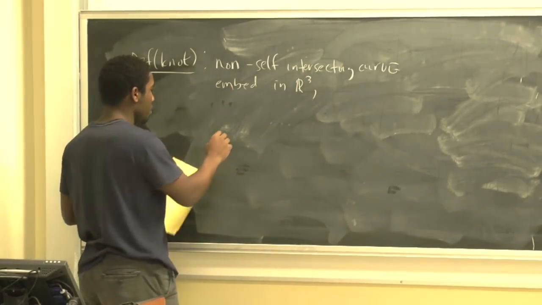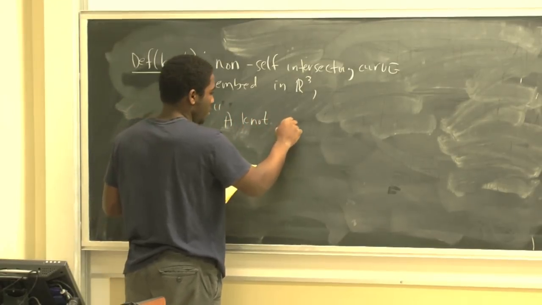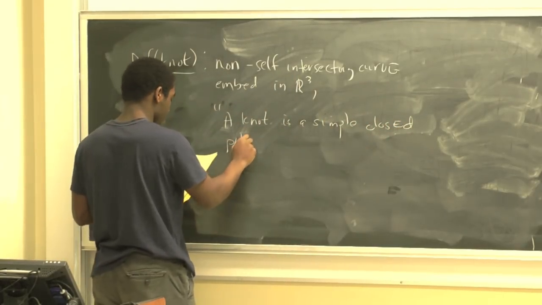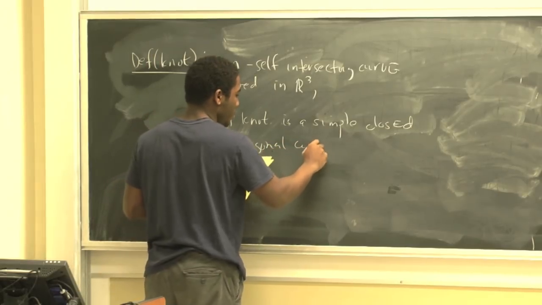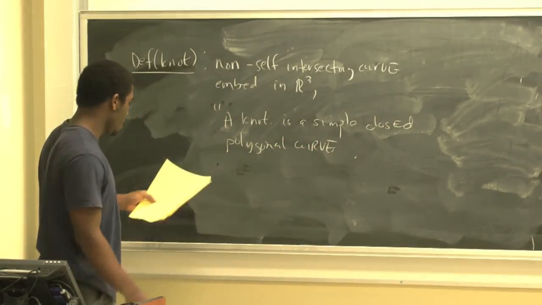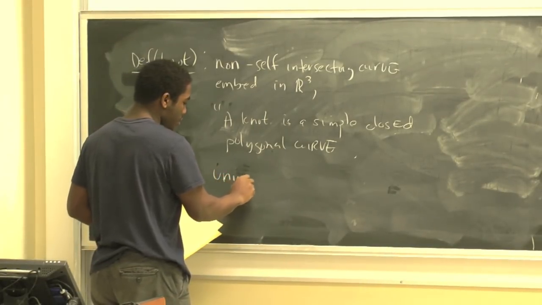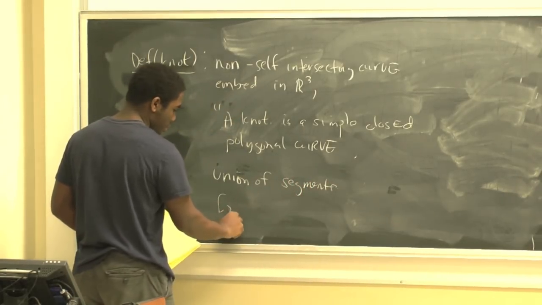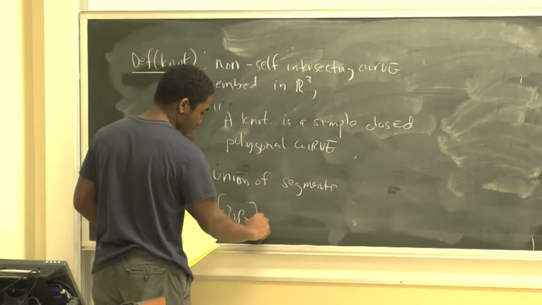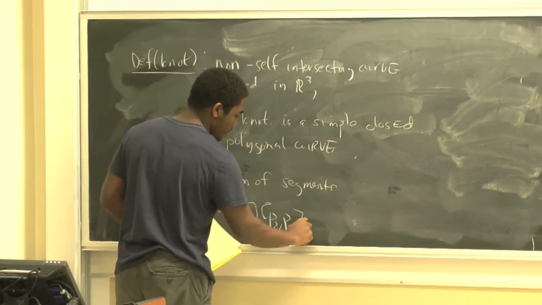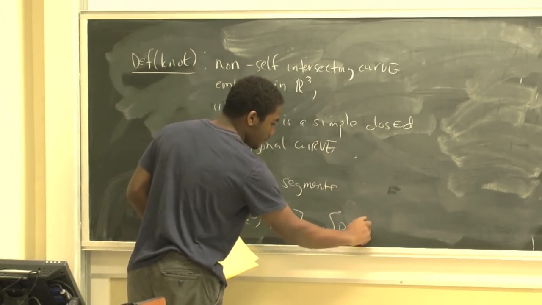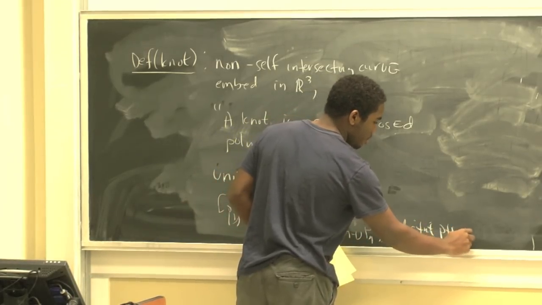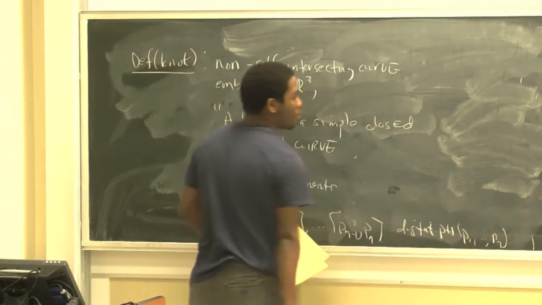And the representation I'll be using is a knot as a simple closed polygonal curve, right? So with this representation, we see that we can represent our knot by the union of segments. And these segments are P1, P2, comma, P2, P3, all the way up to, and these will be for distinct points. So an ordered pair of distinct points.